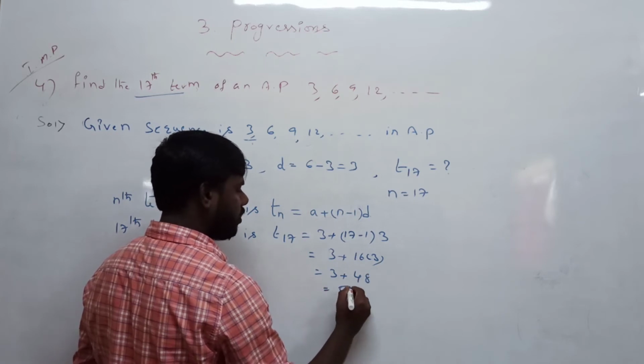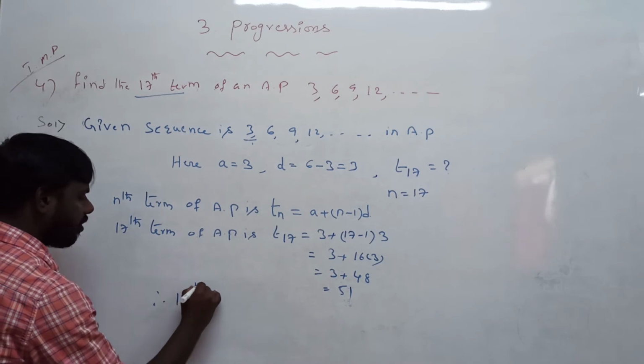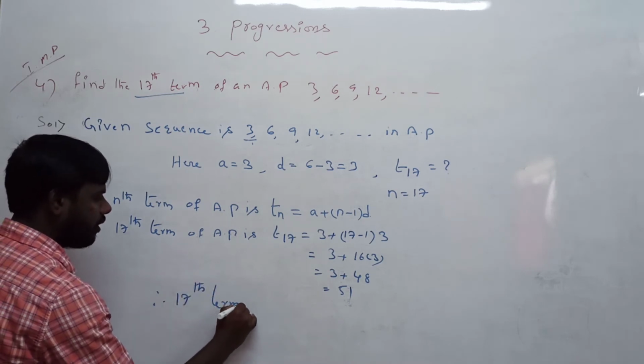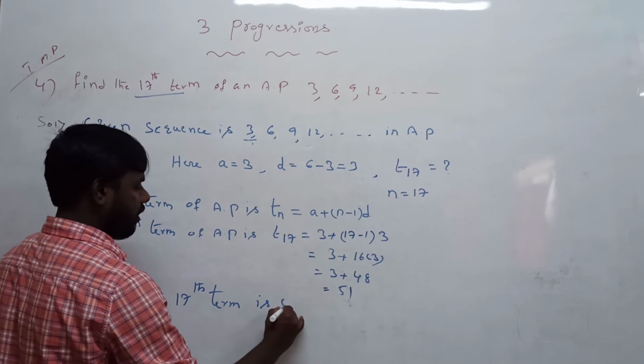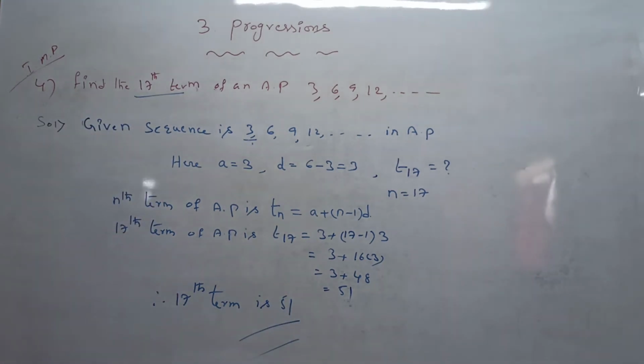48 plus 3 is 51. Now, finally we get the 17th term value. The 17th term is 51. Do you understand? It is clear. The given sequence, we are writing the same.